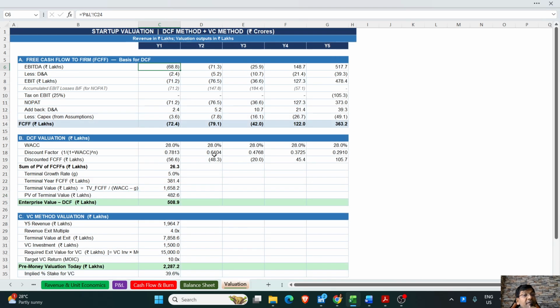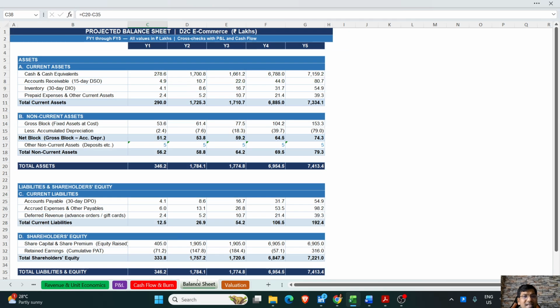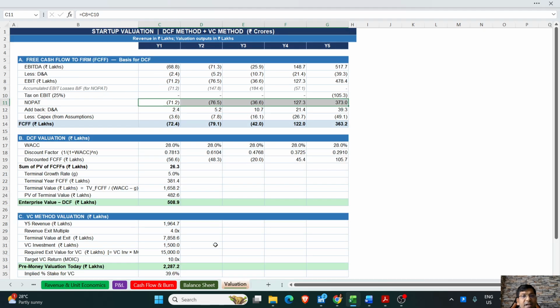In a valuation, please always remember that it will start with EBITDA. From there I am reducing my depreciation and amortization. I am getting my EBIT, and I get net operating profit after tax, accumulating this. So this is basically the same number as what is there in the profit after tax. So essentially the formula is that I start with my profit after tax and I add back depreciation and I reduce capex, because capex is a real outflow of cash.